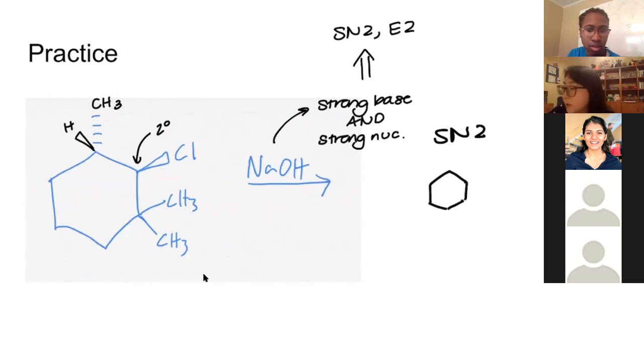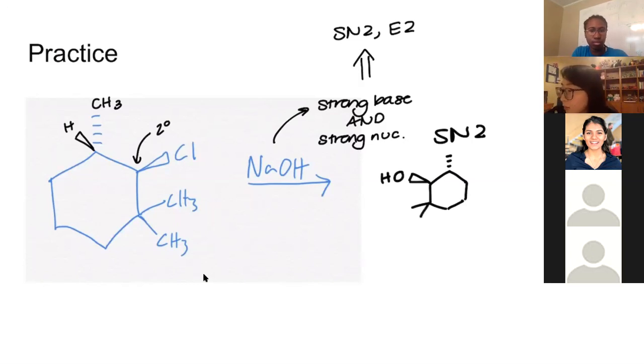Remember to invert your stereochemistry. This is one of the ones where it's kind of gross to draw a wedge instead of a dash, so I'm just going to go ahead and flip it. If you have any questions on this, again, let me know. Let's see. Oh, these two guys.